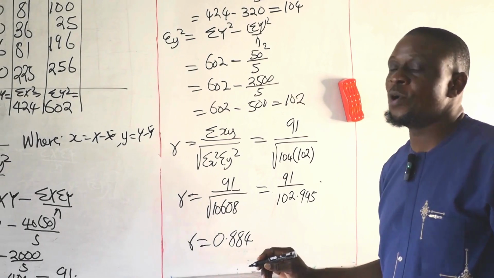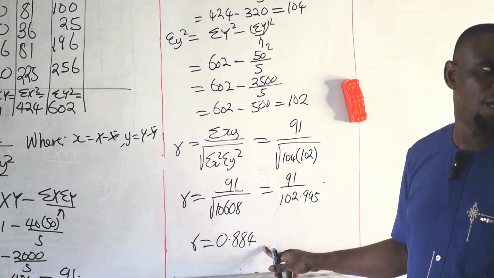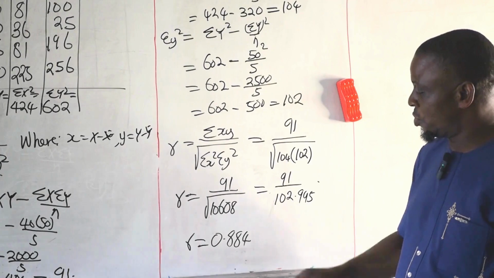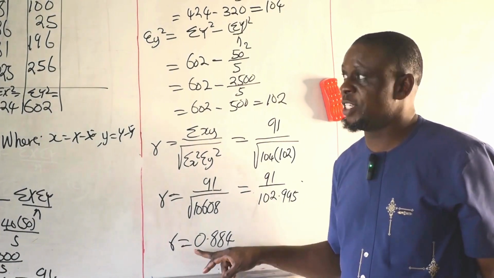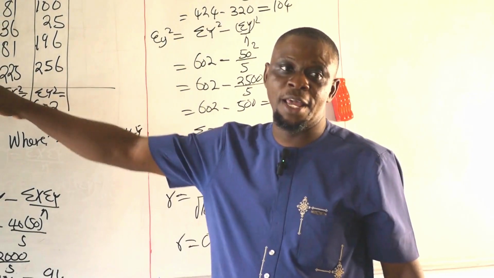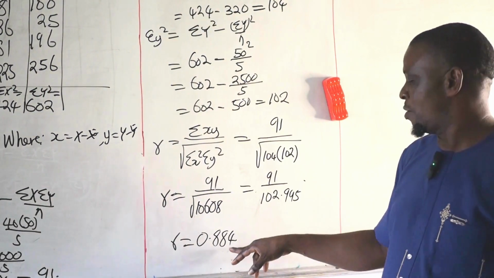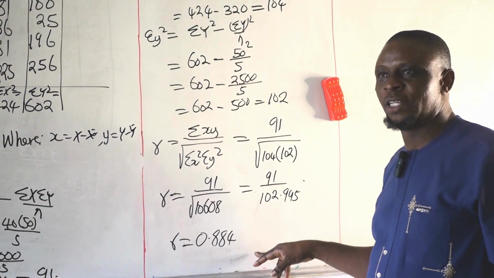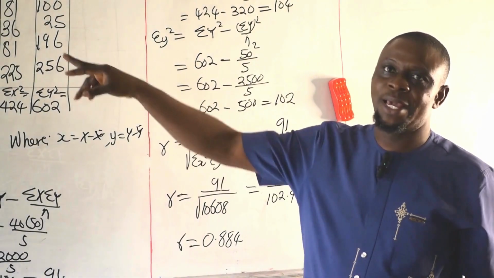0.884. Now, if you look at what we got initially, then you see that it's about the same thing that we got. Now, the implication of this is that because this r is a positive coefficient, it means that there's a positive relationship between x and y. And then also because the magnitude of the correlation coefficient is high, the reason being that it is closer to 1 than it is to 0, then we'll say there's a very strong correlation between x and y.